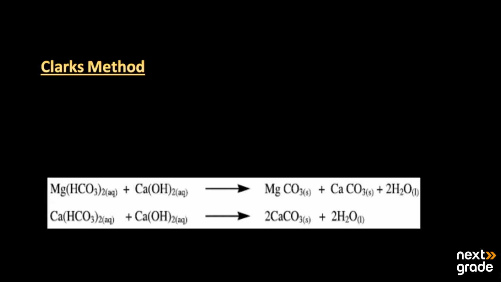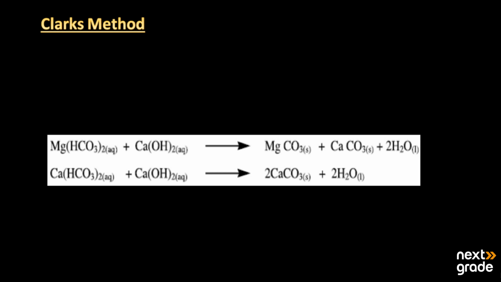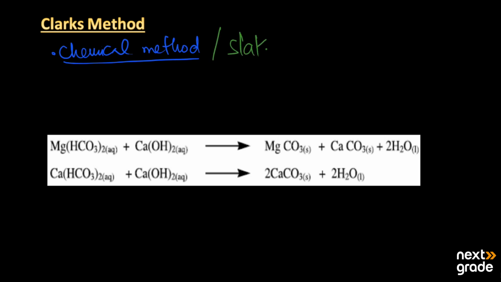Next, the second method we have is Clark's method. It is known as the chemical method, which is used to remove temporary hardness. What we have to do is simply add slaked lime. Its formula is calcium hydroxide, Ca(OH)2. This is known as slaked lime.